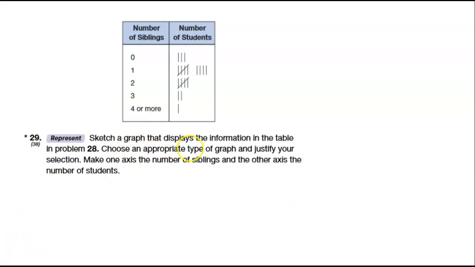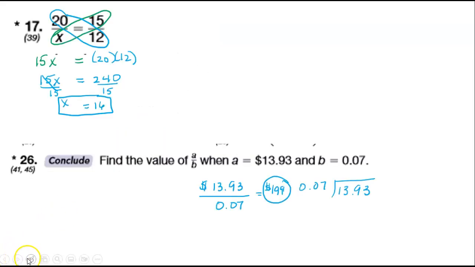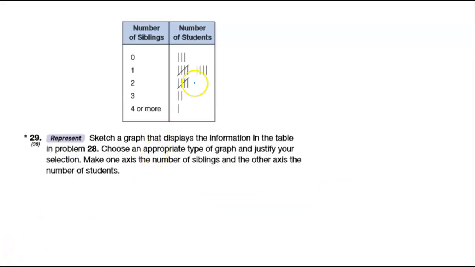Okay, sketch a graph that displays the information in the table in problem 28. What's problem 28? Oh, that's 26. Oh, stink. I guess it's this. Choose an appropriate type of graph and justify your selection. Make one axis with the number of siblings and the other axis with the number of students. So here's what I would do. I would make a bar graph out of this. And if you want to put this on a separate sheet of paper, or if you want to try and fit it into your box, you can.